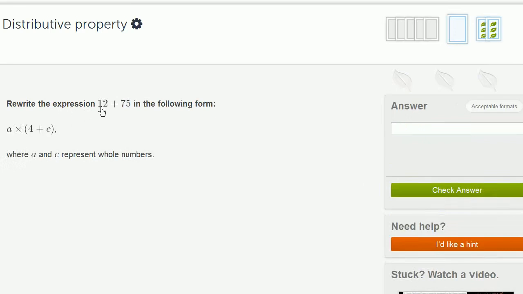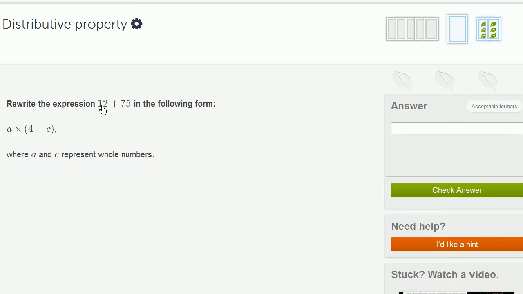Rewrite the expression 12 plus 75 in the following form: A times (4 + C), where A and C represent whole numbers. Now, this might look complex, but they're really asking us to factor out an A, seeing how much we can factor out of this expression so that one of these two numbers becomes a 4. So let's think about how to do that.